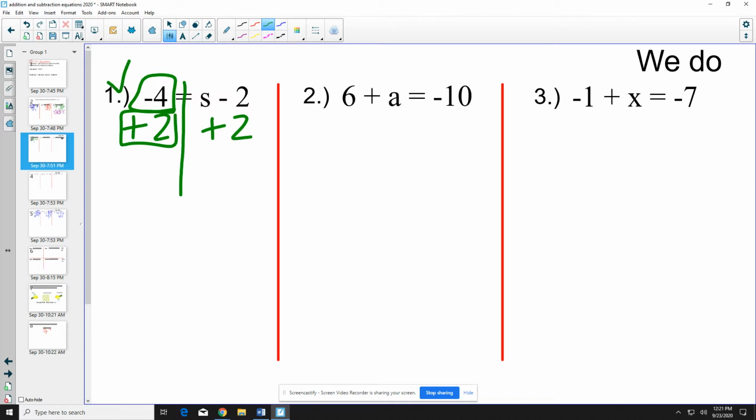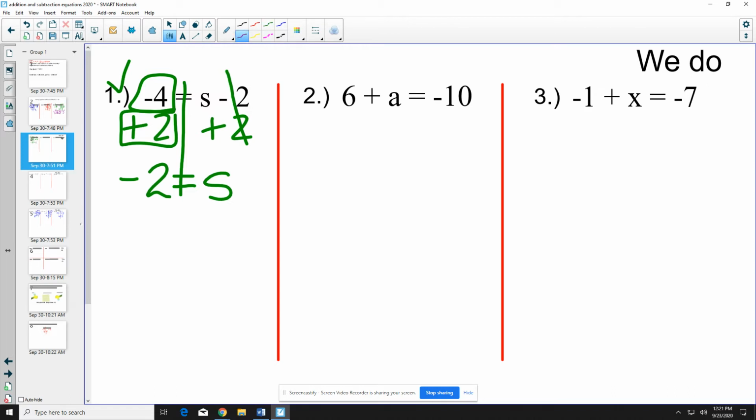Are they the same sign or are they different? Different. Should I add or should I subtract? Subtract. 4 take away 2 is 2. The higher number I checked is negative. Then I'm going to bring down my equal sign. -2 and +2 cancel. So my answer is s equals -2.